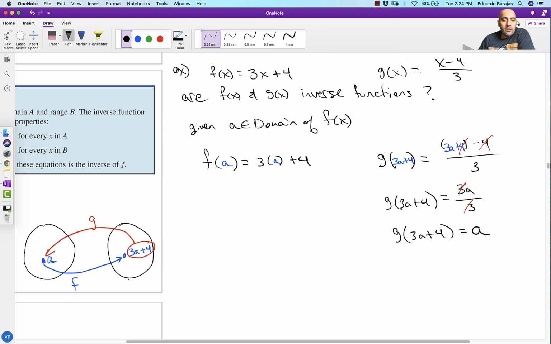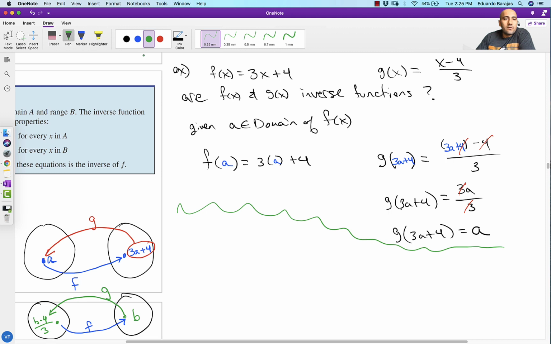Now what if I had the reverse? I'm going to start off with some b value in the g function, and I'm going to plug it into g, which means my output will be b minus 4 divided by 3. Then I'm going to plug that into my f function, and hopefully it'll bring me back to b. Right? So this is what I want to do.